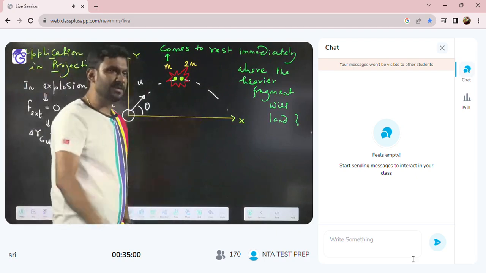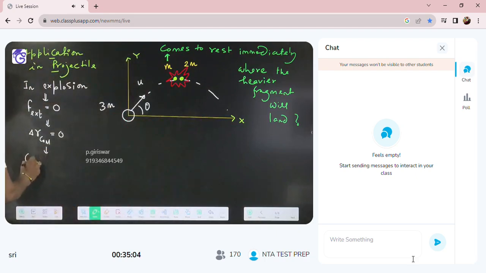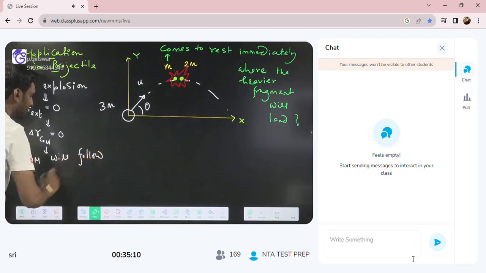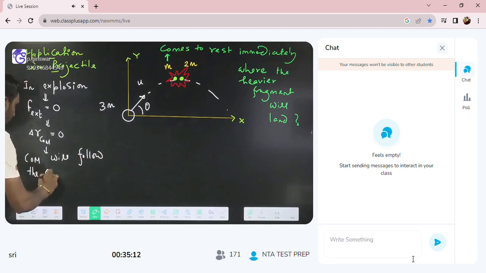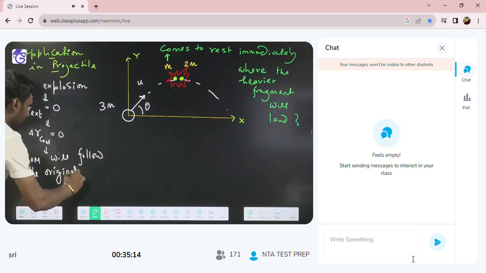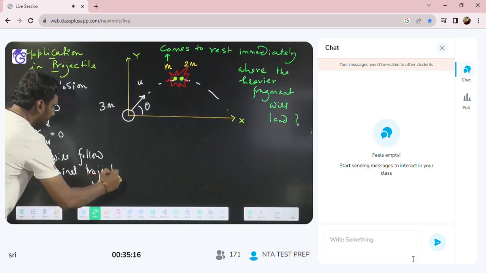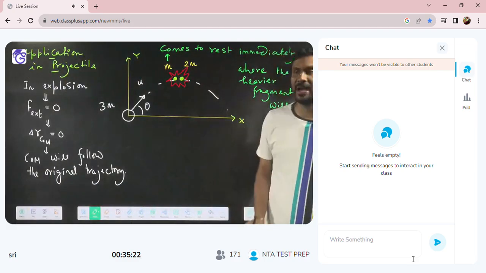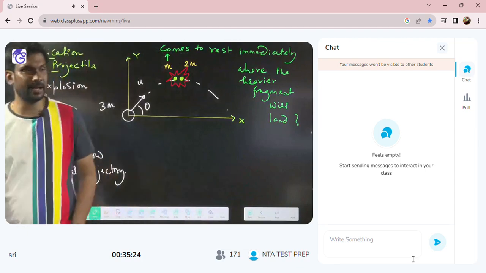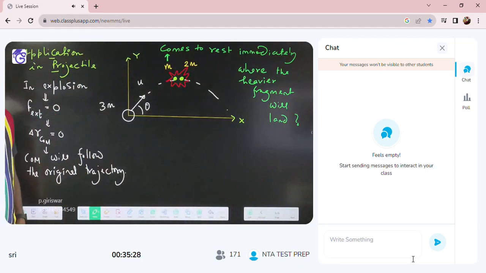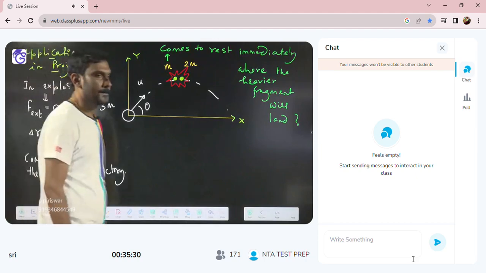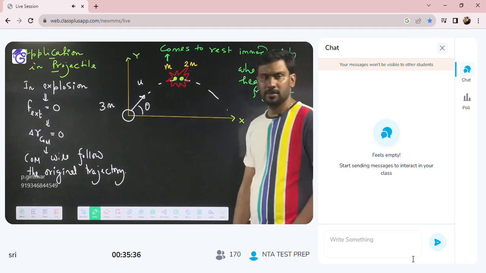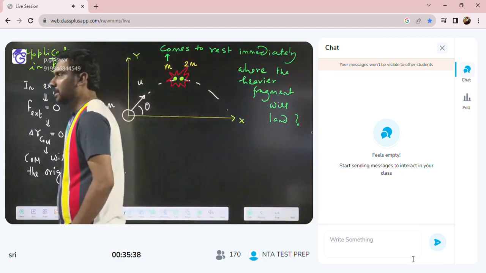So if shift in center of mass is equal to 0, I can write that center of mass will follow the original trajectory. Center of mass will follow the original trajectory. Is it clear till now for everyone? Respond, my dear friends. Is it clear till now? Conceptually, you are understanding the problem. You know what they are trying to say.